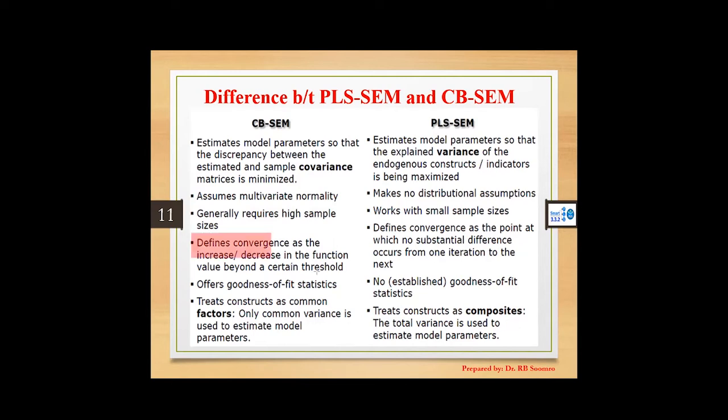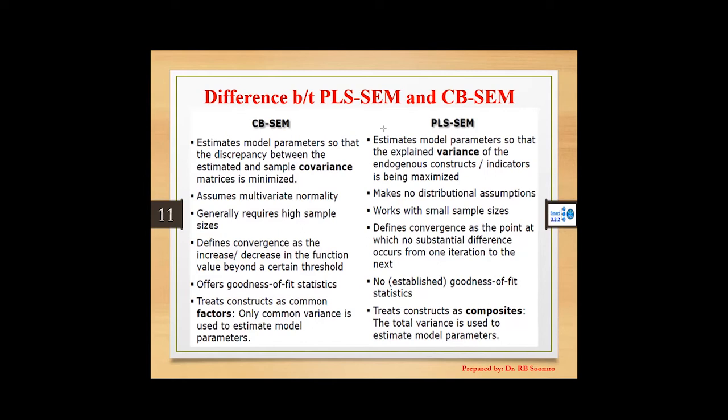Convergence is defined as an increase or decrease in the function value beyond a certain threshold. Sometimes it decreases, sometimes it increases, depending on certain thresholds. It offers goodness of fit indices. In the last slide we discussed the goodness of fit indices, so CB-SEM offers all of these. It treats a construct as a common factor. Already we talked about the common factor and the composite factor.